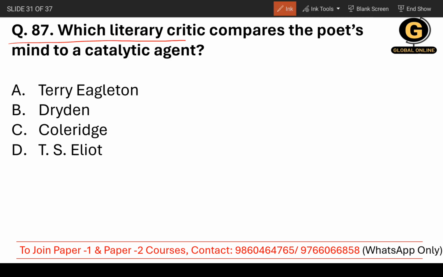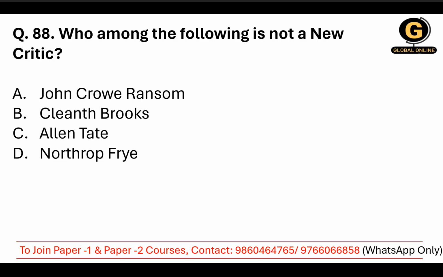Which literary critic compares the poet's mind to a catalytic agent? And I hope you know this. This is a very easy question. In Tradition and the Individual Talent, the writer used it and explained that. So the person, of course, is T.S. Eliot. We do not need to think much. Moving on to question number 88.